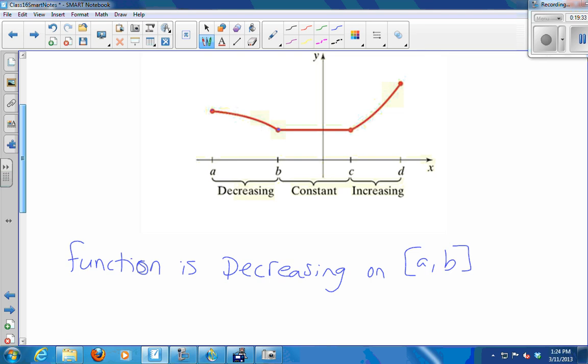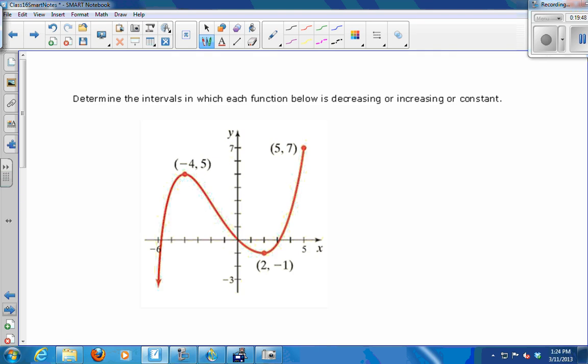Yes. No, for both. Yeah, so I would say this function is increasing on the interval c to d. So in your groups, determine the intervals on which each function is increasing, decreasing, or constant. So you got 2 here. Remember, x values only.